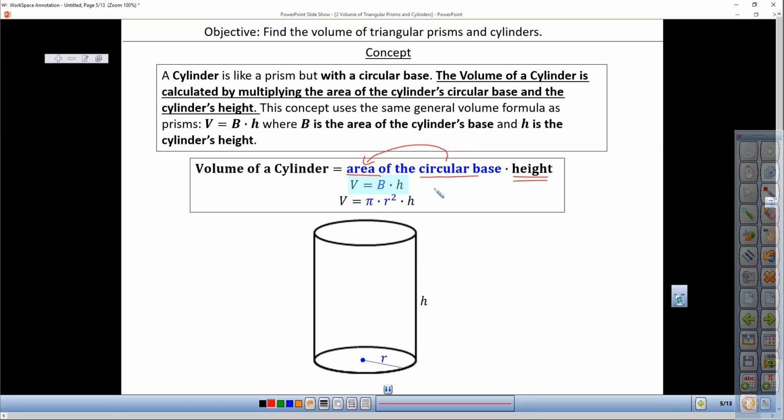And here, though, we have to realize we have a circle for our base area, so we need the area formula for a circle, which is shown right here: pi r squared, where r is the radius of the circle. Remember, radius goes from the center to the circle's edge, or circumference. All right, so let's take a look at a problem.